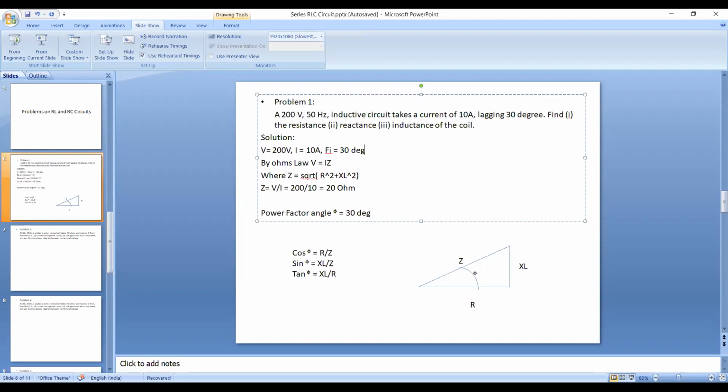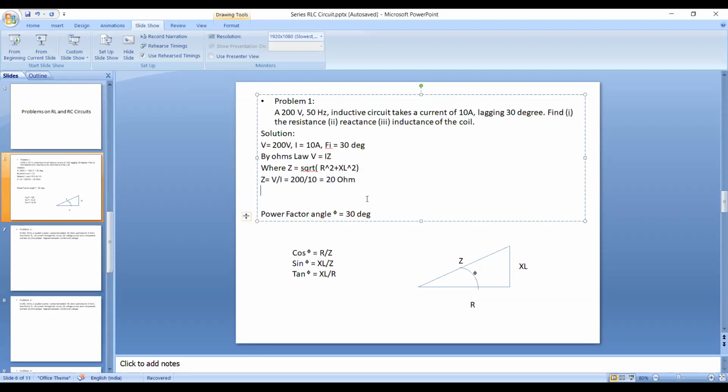Since voltage is given and current is given, what you can find is the impedance. Z is equal to V by I. You can apply Ohm's law to even AC circuits, but in AC circuits, we consider the RMS values of voltage and current. So Z is simply 200 upon 10, that is 20 ohm. So the impedance of this particular circuit is 20 ohm.